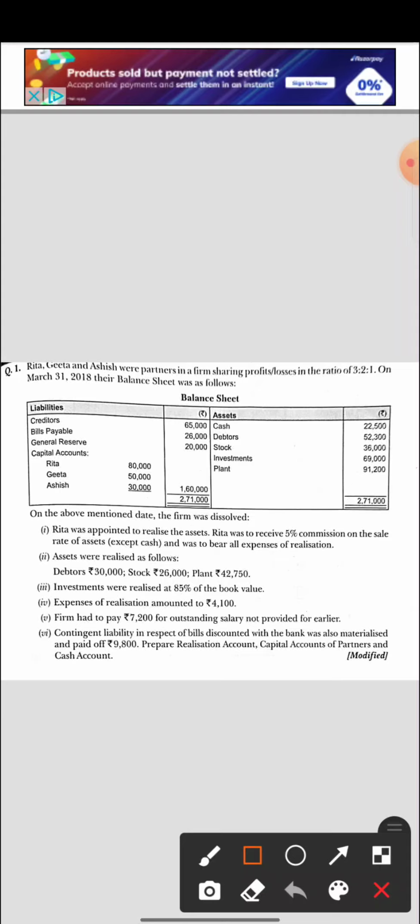Okay, now let's look at the current liabilities. What are the current liabilities? Current liabilities are the creditors and the bills payable. Why not general reserve? What is general reserve? Let's talk about it slowly. General reserve is the money which belongs to the owners, and the owners will divide it among themselves. So basically, it will go to the capital account, not to the realization account.